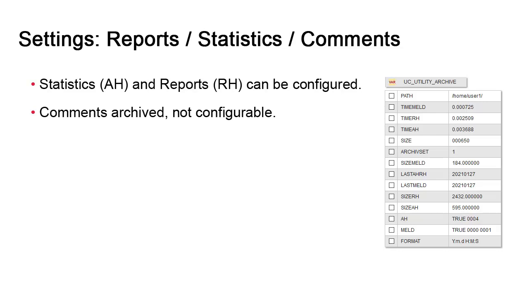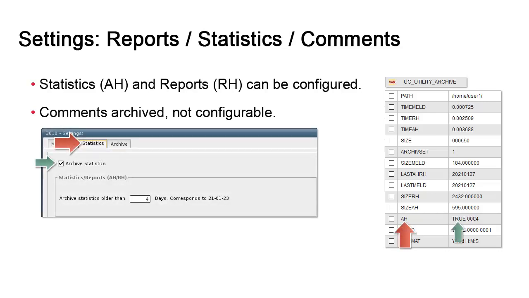The next tab is Statistics, which offers the same on-off switch for both the executions and executed task reports. The value will be the same for both. The impacted tables matching those two datasets are AH and RH respectively. Here again, it makes the most sense to keep the value as low as possible.